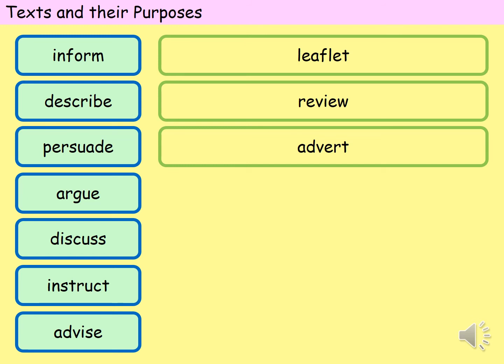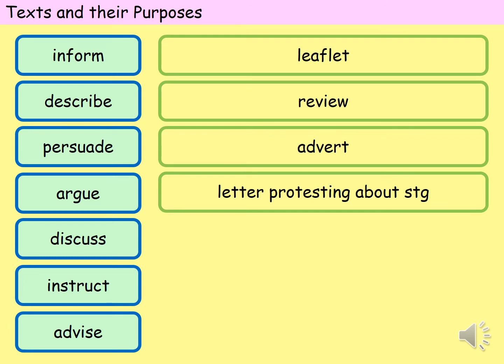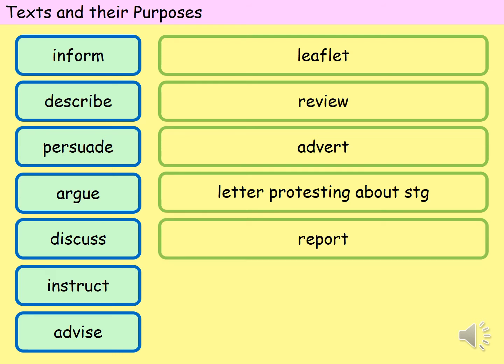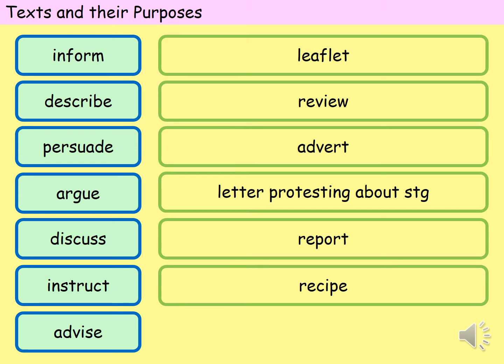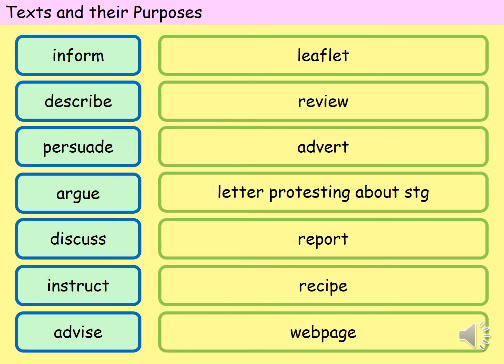We've also got texts that argue, like a letter when we're complaining about something. We've got texts that discuss, like a report, instruct, like a recipe, my favorite thing at the moment to do, and then advise, like a web page. So these were the different purposes of text as well as what they look like. Can you think of any others?